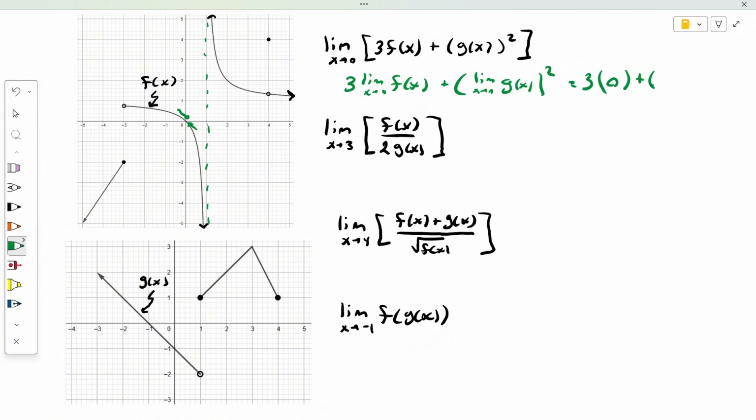And then the limit as x approaches 0 of g of x, if we look at 0 from the right and left, it equals -1. And so this will be -1. And that -1 is actually squared. And so if we do 3 times 0 and negative 1 squared, we just get an answer of 1 as our final answer. Okay, so now let's do the next example.